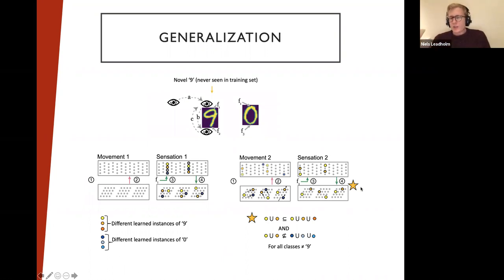And so classification at this point is considered successful. The representation, although it may still be in a sense ambiguous as to exactly what this 9 is, is it closer to one learned instance or another in the past?